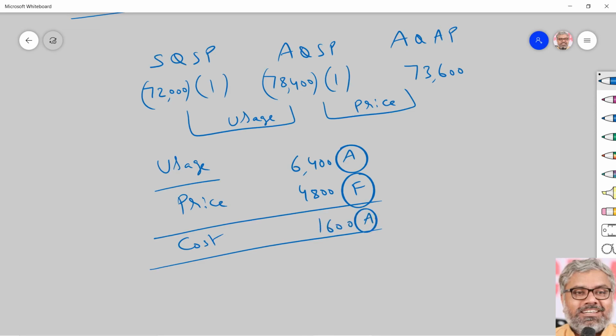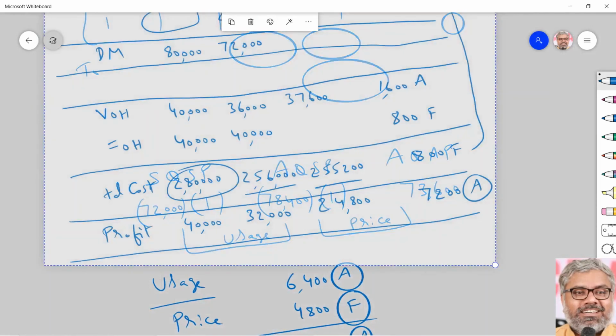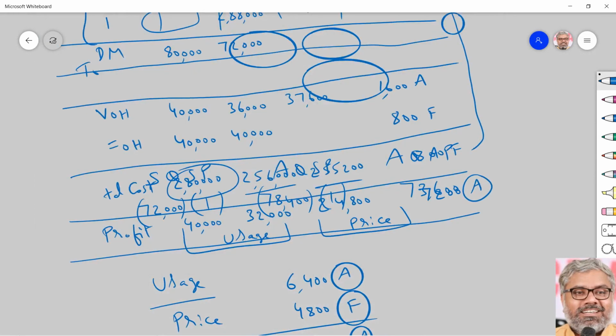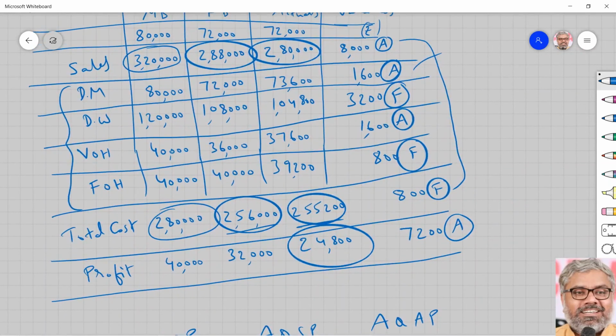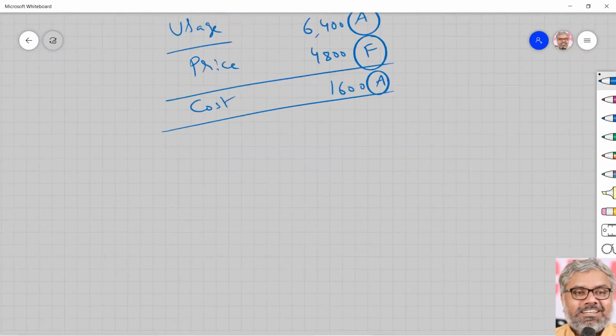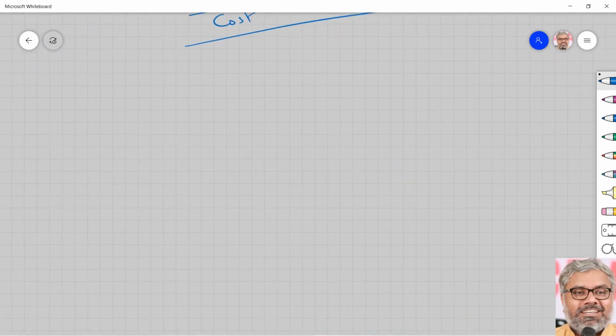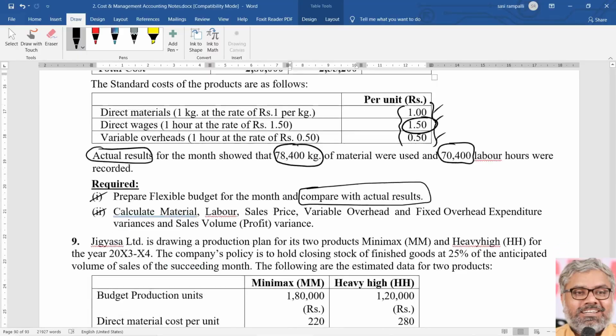1,600 adverse material variance we already know, but the point is we are showing the variances in a detailed manner. 1,600 adverse was the direct material variances anyway. Like that, material variances can be found out in detail. Same way, as asked for labor variances also, we can do that.